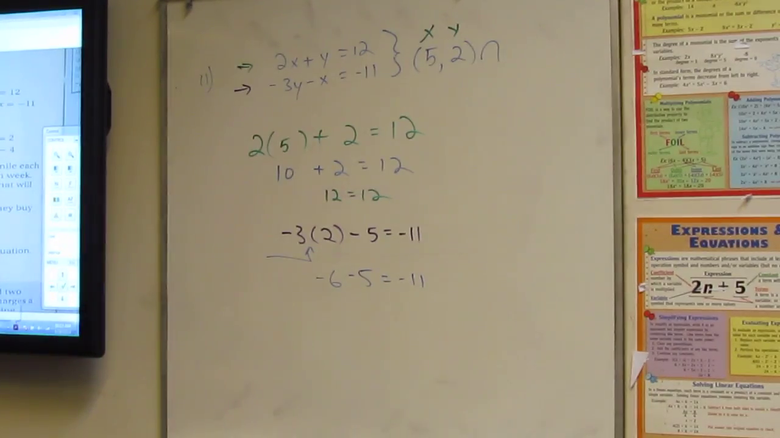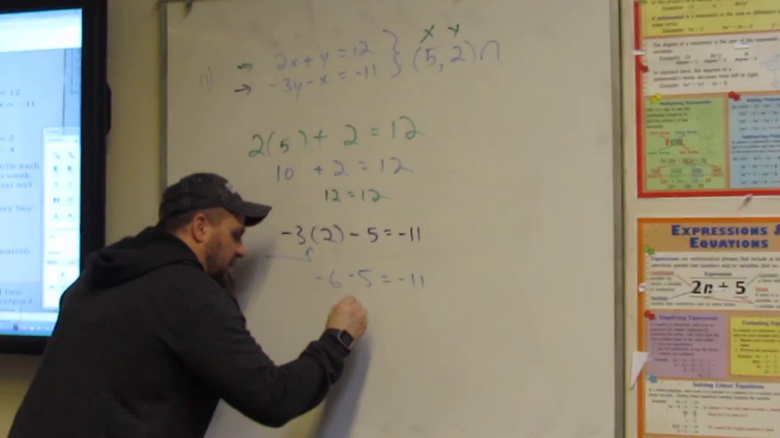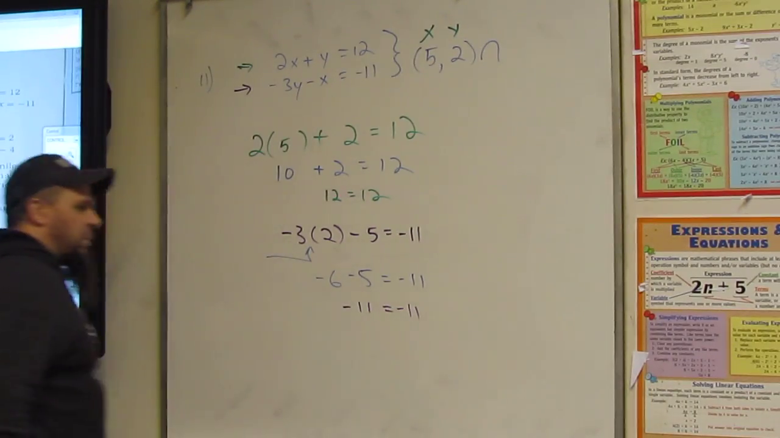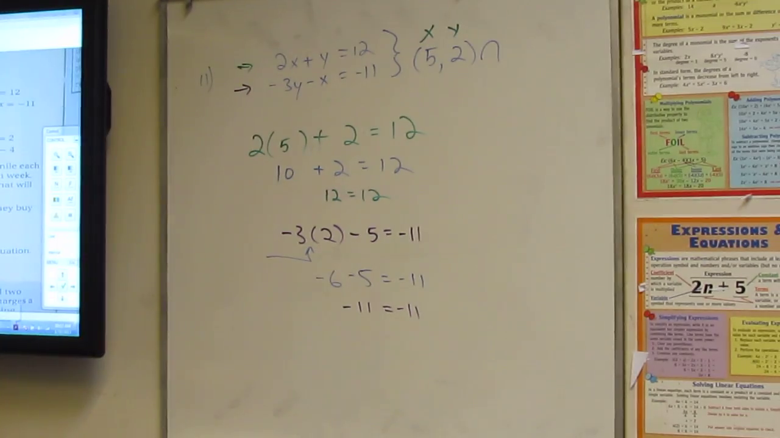All right, now what is negative 6 minus 5? Negative 11. Negative 1? Negative 11. You said plus negative 1, so I said 11.